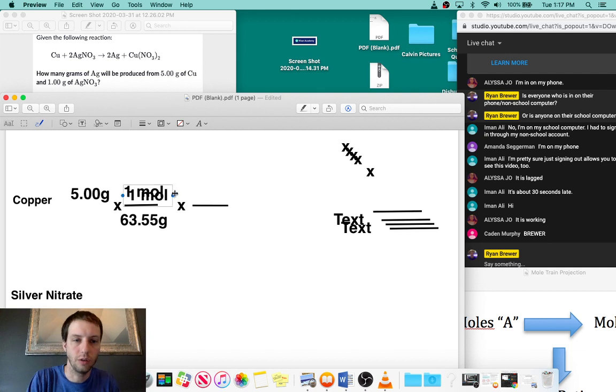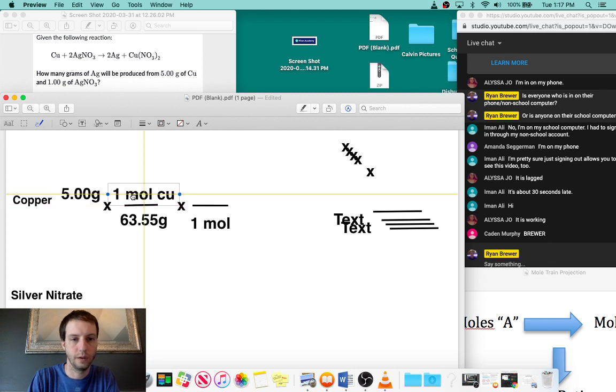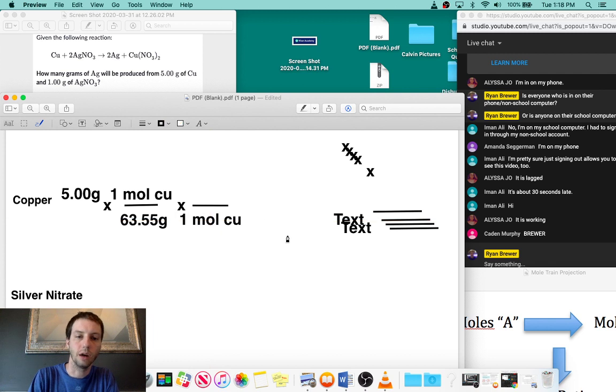And so I know that every 1 mole, and let's label units here so that we can see our units cancel. Copper. 1 mole of copper. That way, whenever we go to cancel our units with the mole ratio, we can see our units cancel. A lot of people accidentally flip the mole ratio, and that's just one of the common mistakes that people make. It comes from not labeling your units.